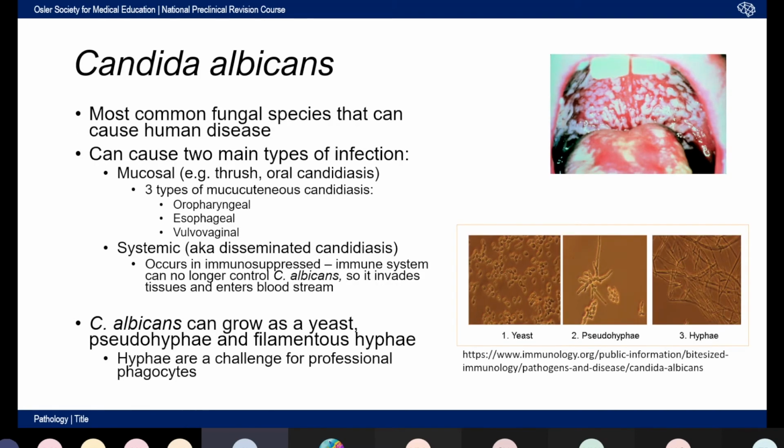So Candida albicans is the most common fungal species that can cause human disease, and it can cause two main types of infection: mucosal, so that's thrush or oral candidiasis, or systemic, which is a more serious infection that is invasive and disseminated. Invasive disease really tends to only occur in immunocompromised individuals, as the immune system can no longer control the C. albicans. If you remember, it's a commensal, so it's found in the GI tract and the mouth and vagina. So if the immune system can't control it, it can invade and cause disseminated disease.